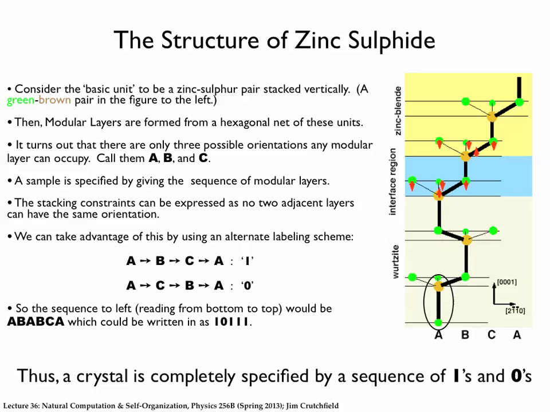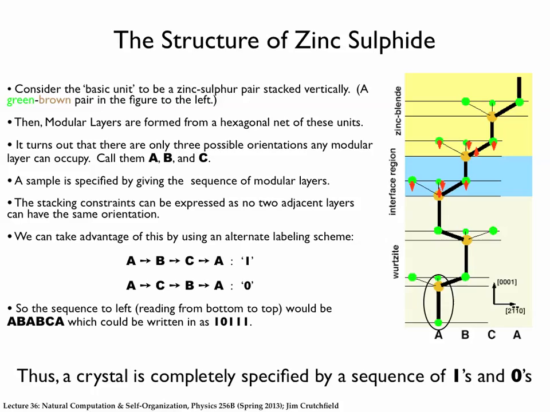But we can do something that's nice. We can take advantage of the fact that no two adjacent layers are allowed to have the same orientation, so when we stack one layer on top of the next one, we can think that the layer has been either rotated or slid in one direction or another relative to the layer below it. We can call all sequences that go A to B, B to C, C to A, we can label that by a 1, and we can label A to C, C to B, B to A by a 0. So we have two alphabets running around. They're alternative descriptions. This is actually going to turn out to be helpful a little bit later on.